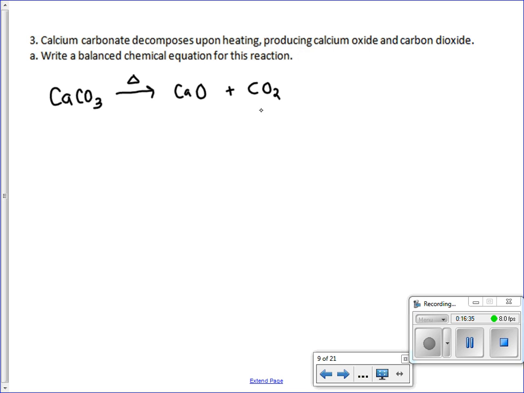Next, you'd want to put in state symbols if you know them. In this case, we know that carbon dioxide is a gas, calcium oxide would be a solid, and calcium carbonate is a solid as well. If you don't know those, that's okay. You should at least know that carbon dioxide is a gas. Okay. Next, check to see if it's balanced. 1 calcium, 1 calcium, a carbon, 3 oxygens, 3 oxygens. So we're good here.